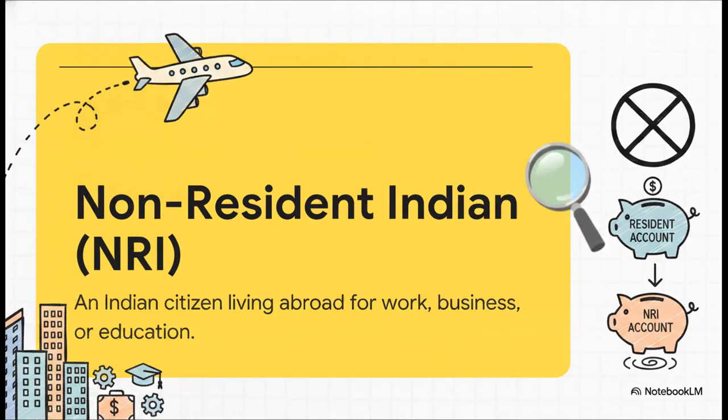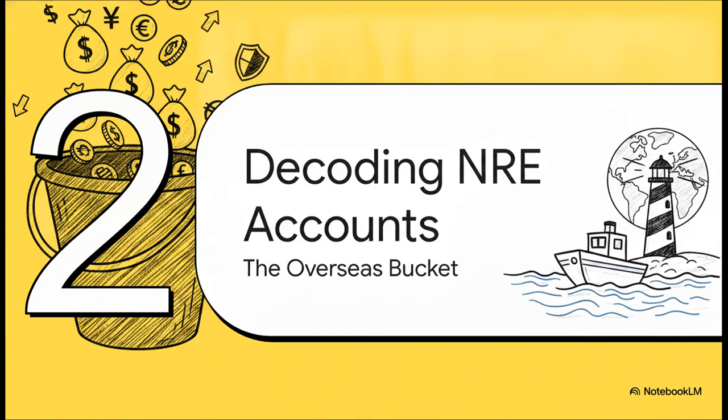Before we compare the accounts, let's set our baseline by defining exactly who an NRI is. A non-resident Indian is an Indian citizen living outside India for employment, business, or education. And here is the absolute kicker. Once your status changes to NRI, keeping your regular resident savings account active is actually against Indian banking regulations. No joke, you generally can't continue using it. You are strictly required to redesignate it or convert it to the appropriate NRI account. So let's dive into our first bucket of money.